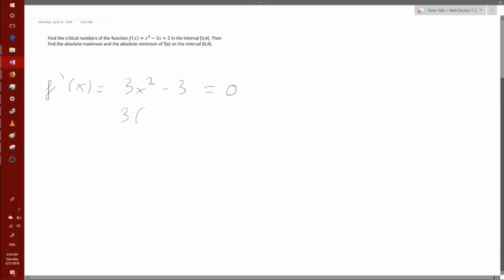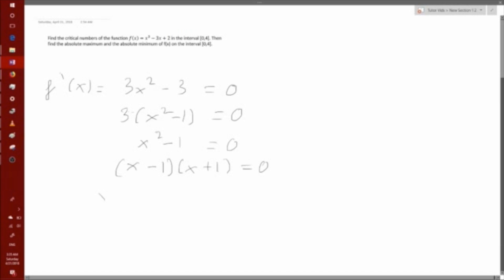Let's factor out a 3, so we get 3 times x squared minus 1 is equal to 0. Then we divide both sides by 3, so we get x squared minus 1 is equal to 0. Then we factor x squared minus 1, we get x minus 1 times x plus 1 is equal to 0.